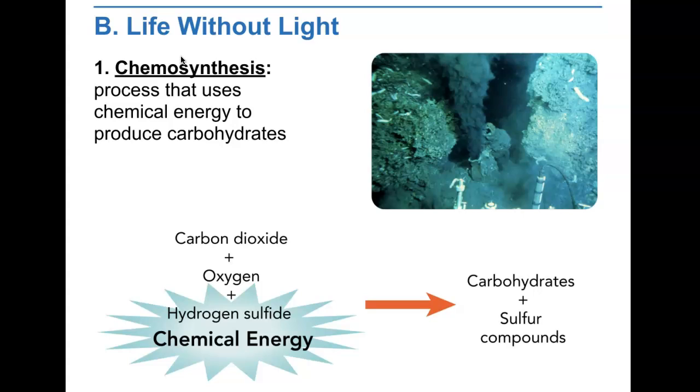These bacteria use a process called chemosynthesis, in which chemical energy powers production of carbohydrates. Around the vents, chemosynthetic bacteria live inside the tissue of certain types of worms and large clams. Those bacteria supply their animal hosts with carbohydrates, which the hosts use as an energy source. Chemosynthesis is a process that uses chemical energy to produce carbohydrates, and it's known as carbon dioxide plus oxygen plus hydrogen sulfide equals chemical energy yielding carbohydrates plus sulfur compounds.